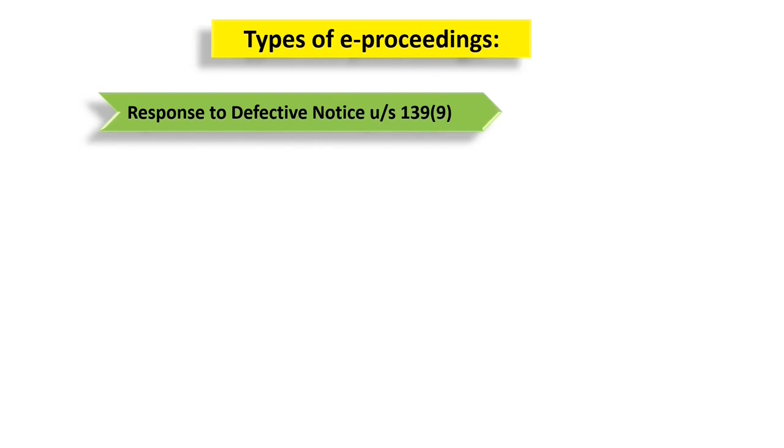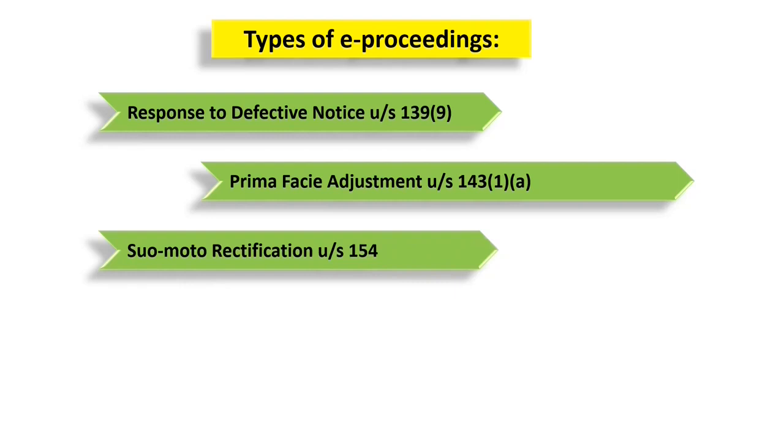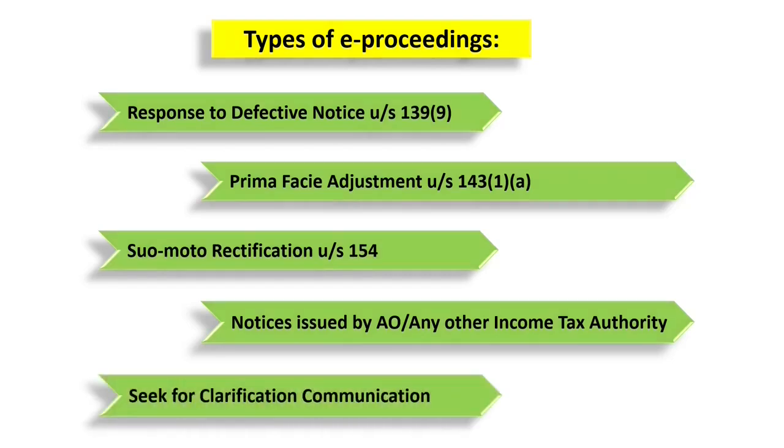The types of proceedings which are covered in e-proceedings are response to defective notice under section 139 subsection 9, prima facie adjustment under section 143 subsection 1 clause A, suo motu rectification under section 154, notices issued by assessing officer or any other income tax authority, or seek for clarification communication.